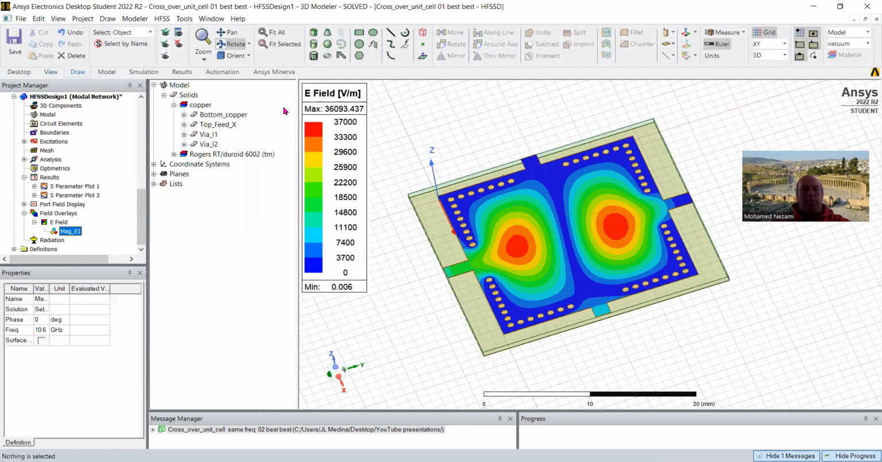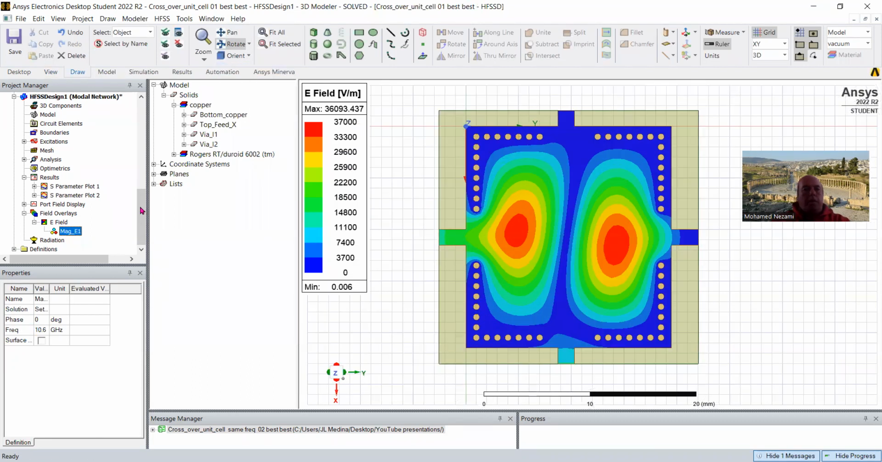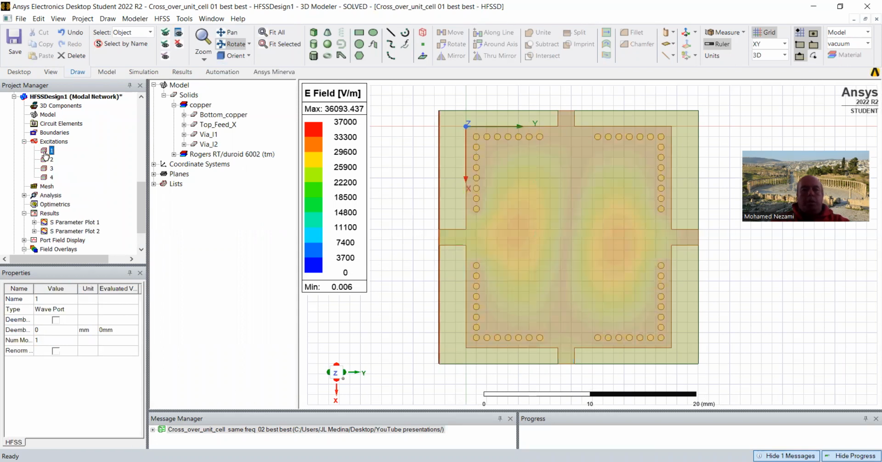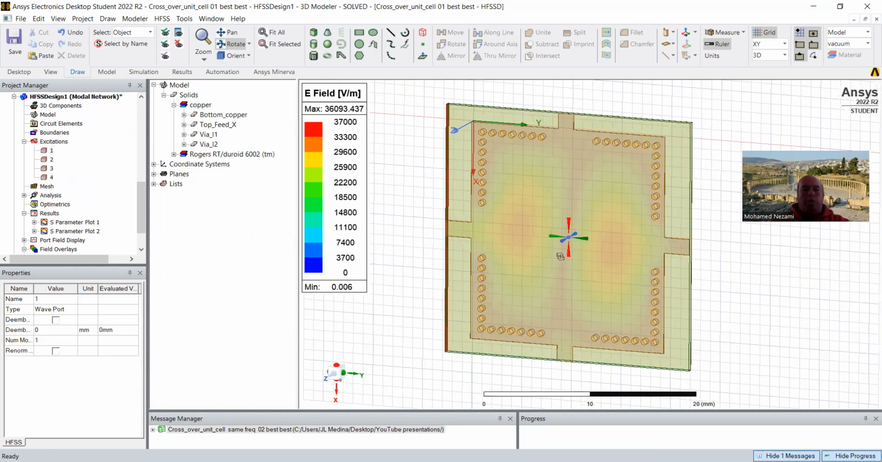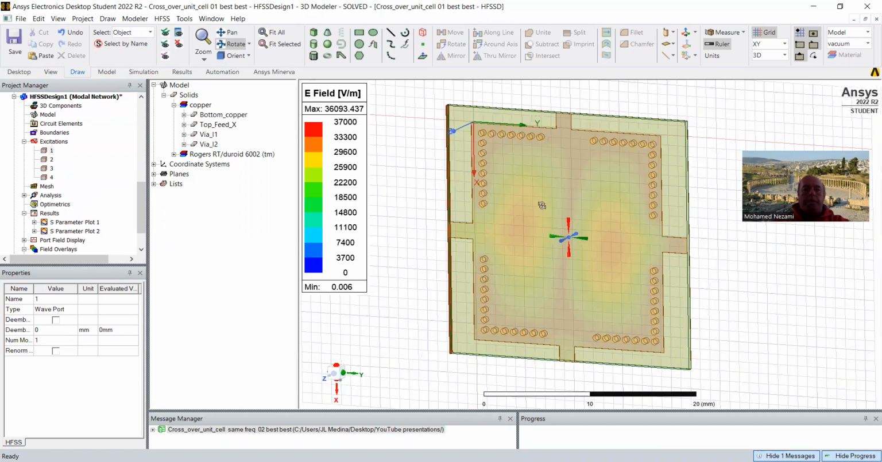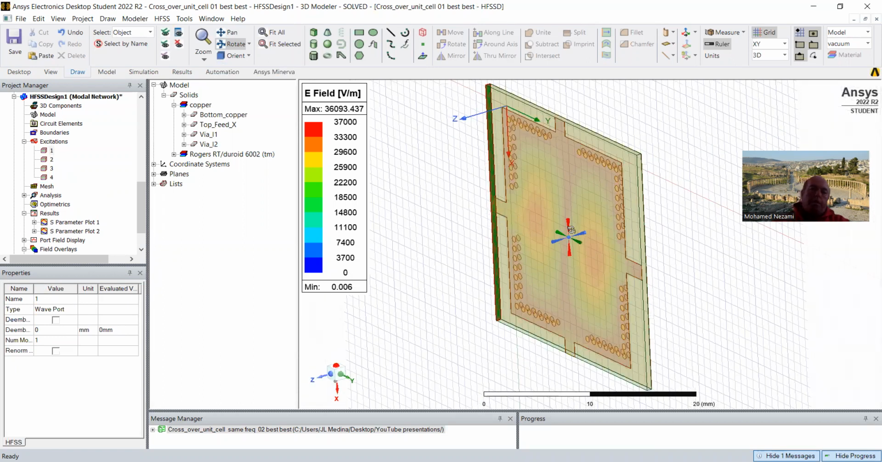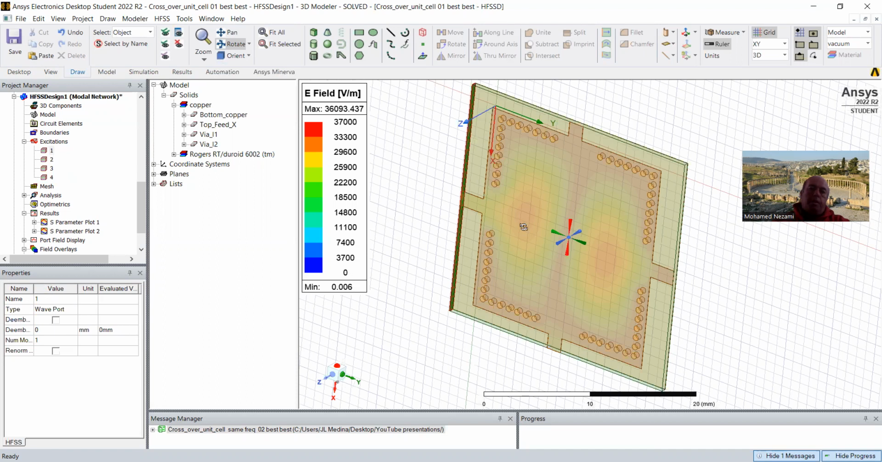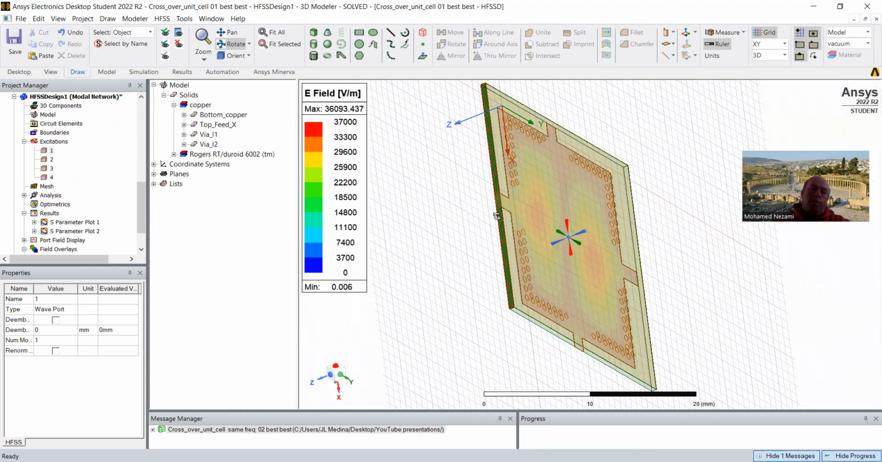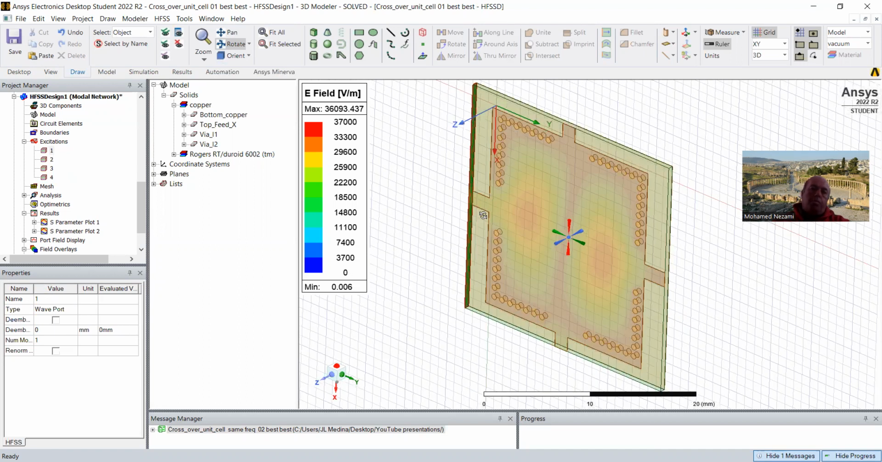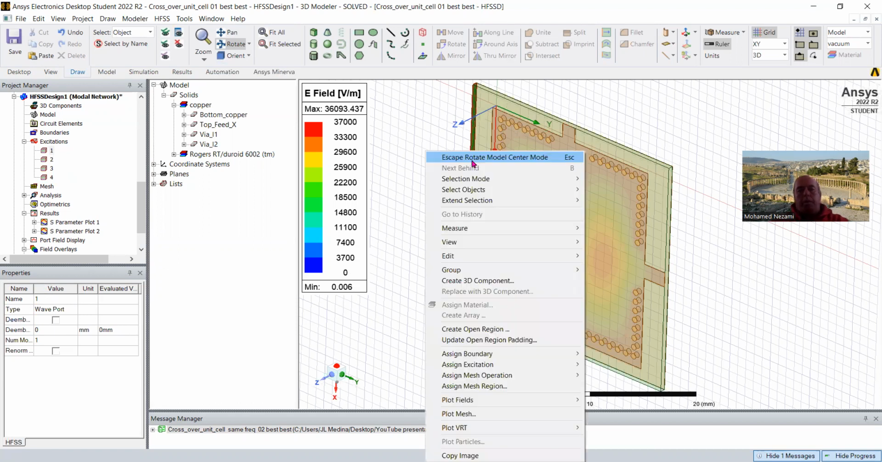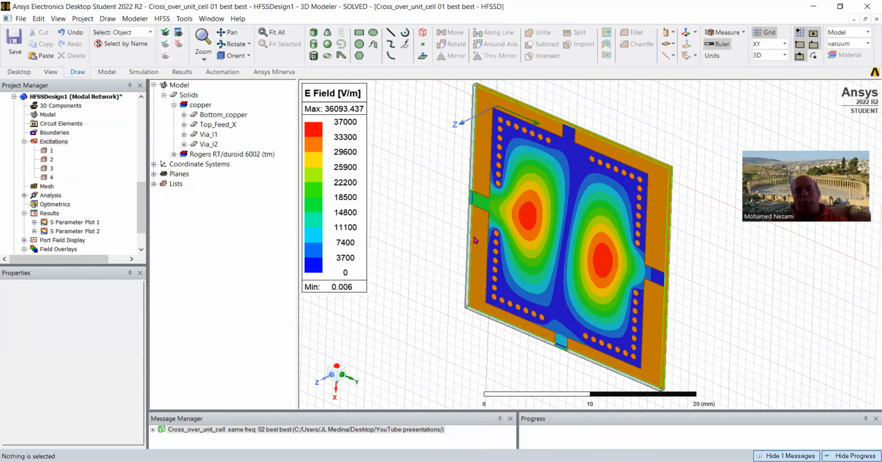So let's look at this here and see which one we are. We're coming in here, and let's see this port. This port number is, okay, this is port 1. And in this case, I didn't have a sheet to excite the wave. This one is a wave port, not a lumped port like the other case.